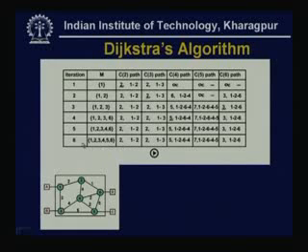So we find that from node 1, after the 6th iteration we get paths to all the remaining nodes. For 2 it is 1 to 2, cost is 2. For 3 it is 1 to 3, because direct link is there, cost is 2. For 4 the cost is 5, and through the path 1, 2, 6, 4.